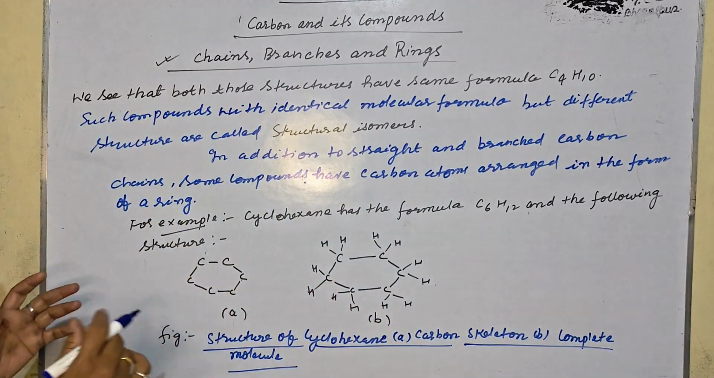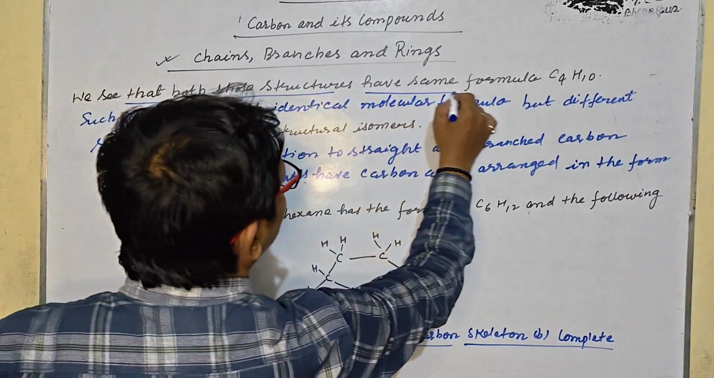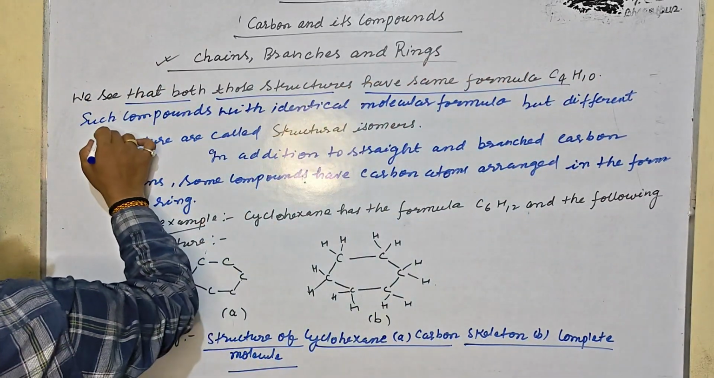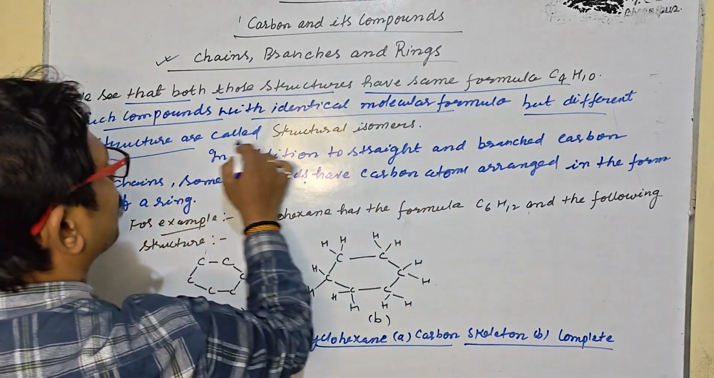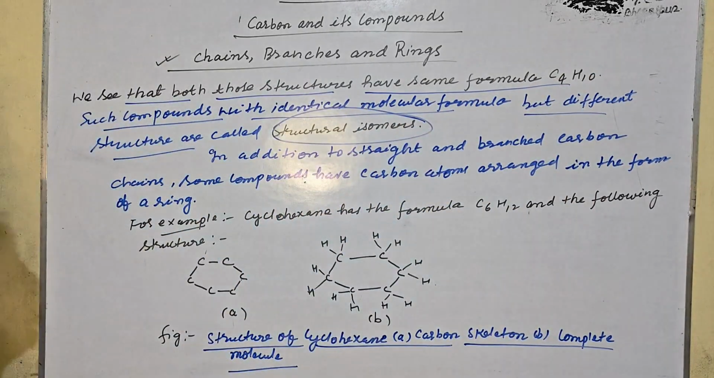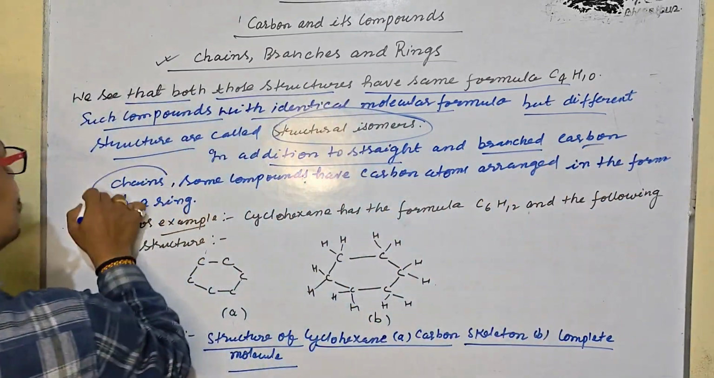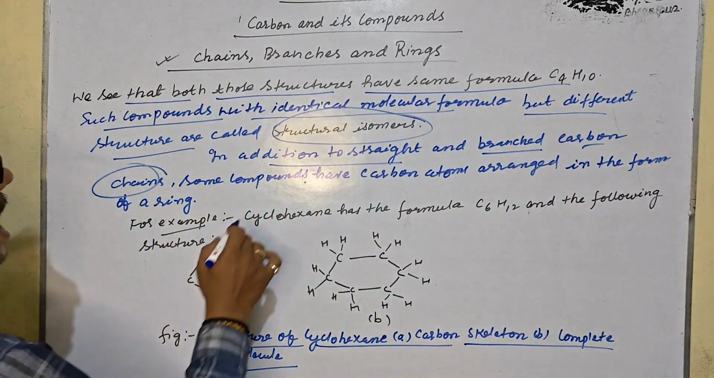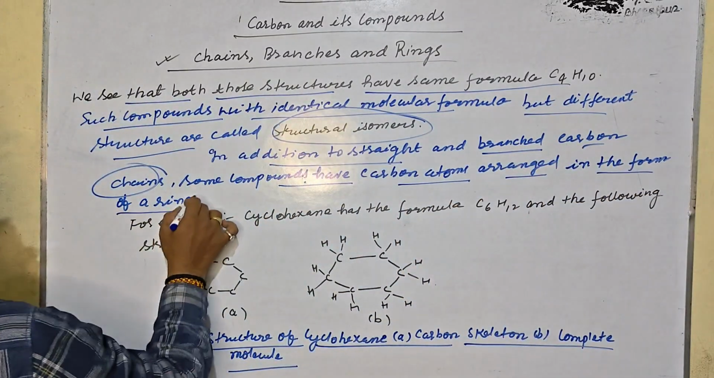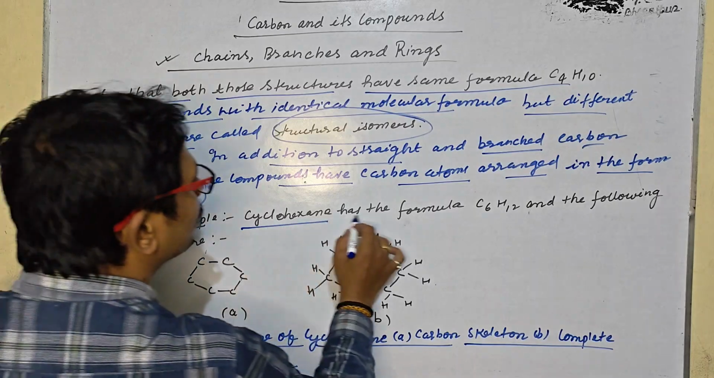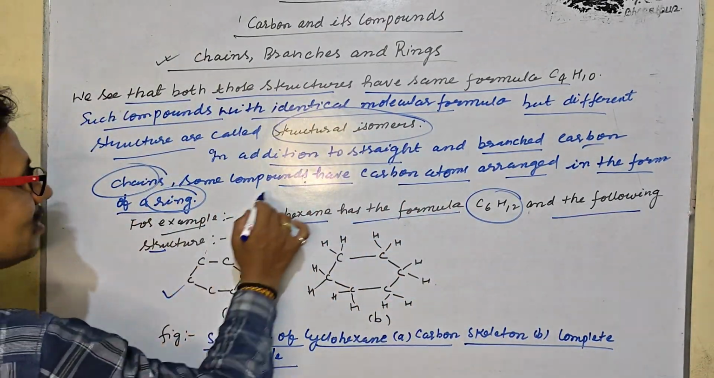So, my dear students, let us understand. We see that both those structures have the same formula C4H10, and compounds with identical molecular formula but different structures are called structural isomers. In addition to straight and branched carbon chains, some compounds have carbon atoms arranged in the form of a ring. For example, cyclohexane has the formula C6H12 and the following structure, like this and this.